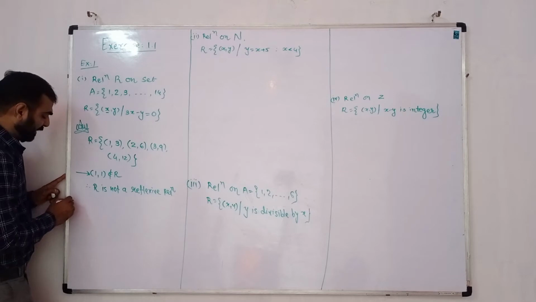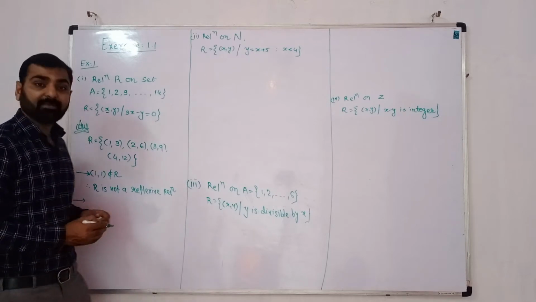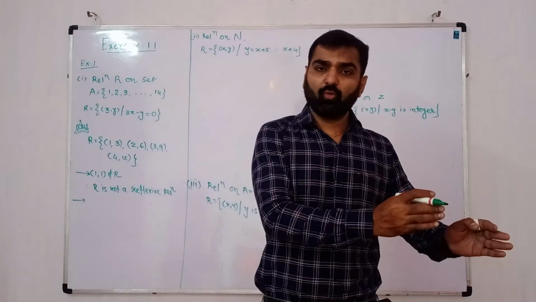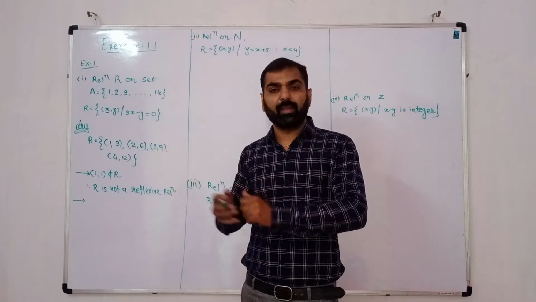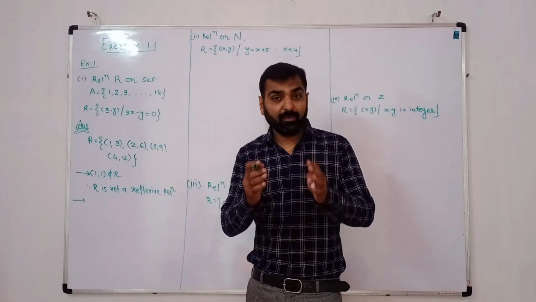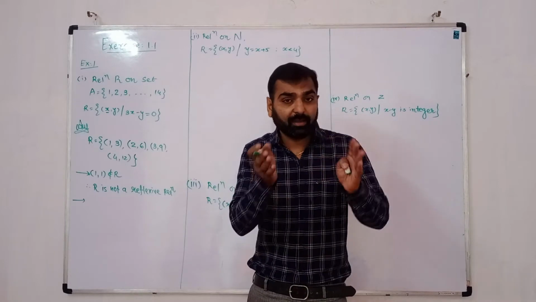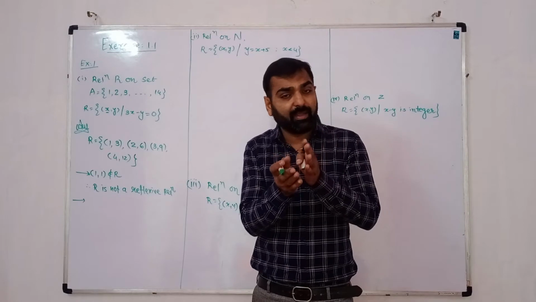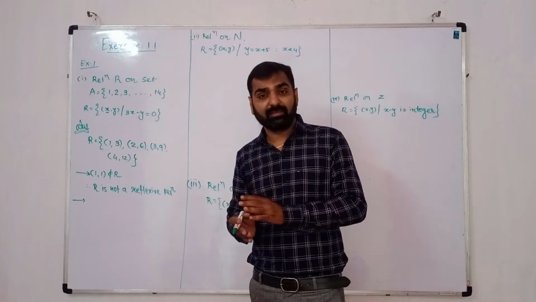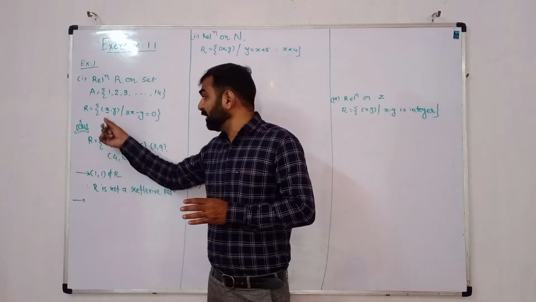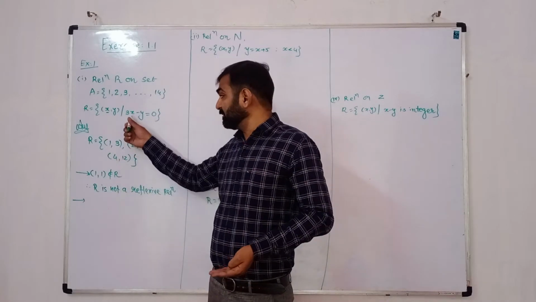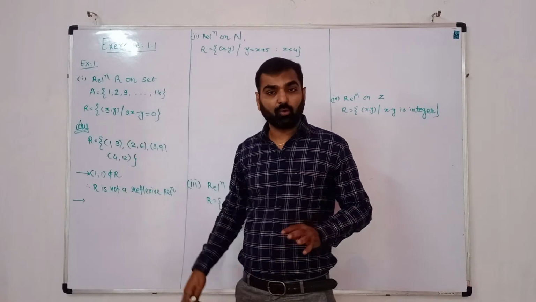Okay. Now the second one, symmetric. What was symmetric, children? If (a, b) belongs to R, that implies (b, a) belongs to R. If (a, b) belongs to R, then change the order: instead of a put b and instead of b put a, and the condition must still hold. Here it is (x, y), so (y, x) belongs to R, that means 3y minus x equals 0 must hold.